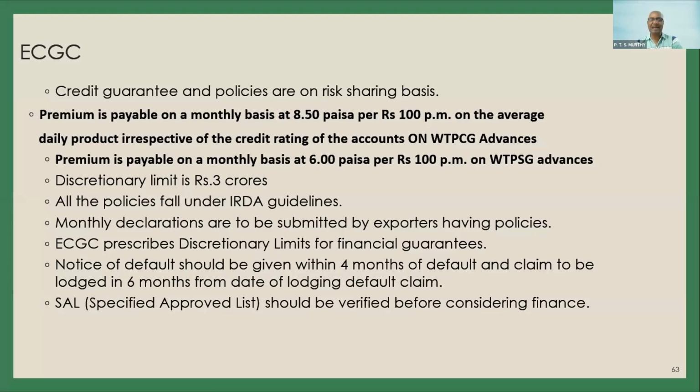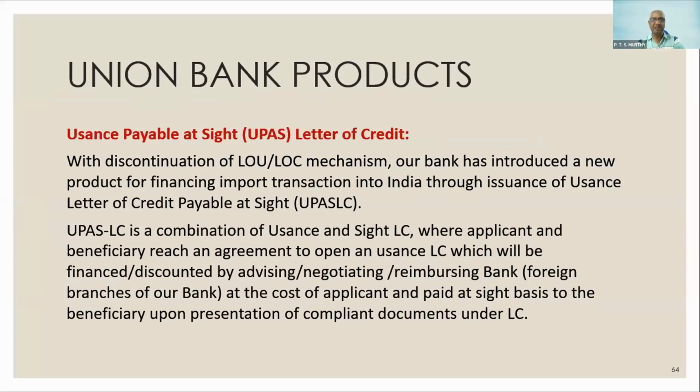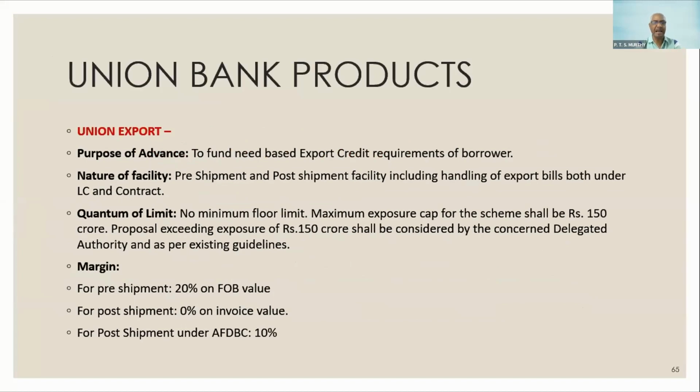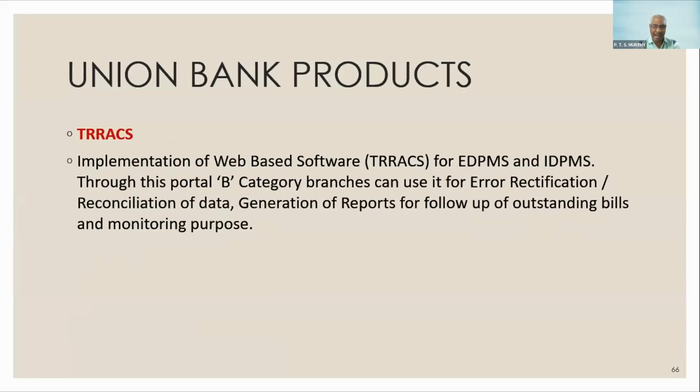Now, let us talk about some Union Bank products. We have certain products for forex related areas: usance payable at sight letter of credit. Then there is the Union Bank product, Union Export. There may be a question on this Union Export. There are certain limits, certain amounts, certain caps. Remember that Union Export. Then we have one more system package called TRRACS.